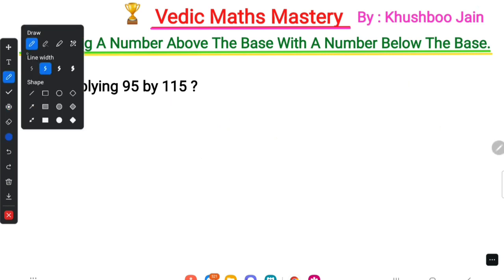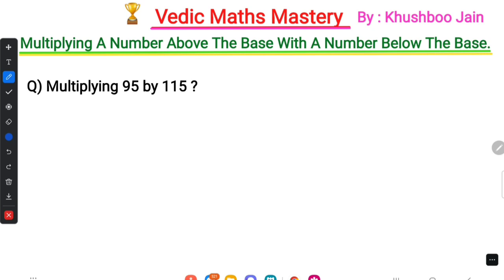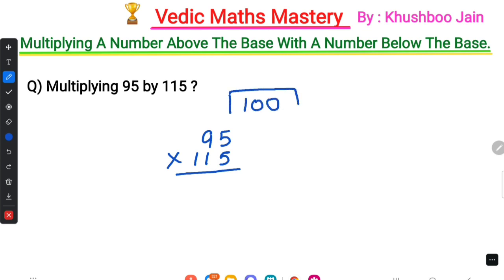So see friends, how can we solve this question? It's a very unique and very important technique. Simply, 95 into 115. Roughly, you can write it like this. The first step is to find the base. We have already found the base is 100. There are two zeros in 100, so we have to put two dashes over here.